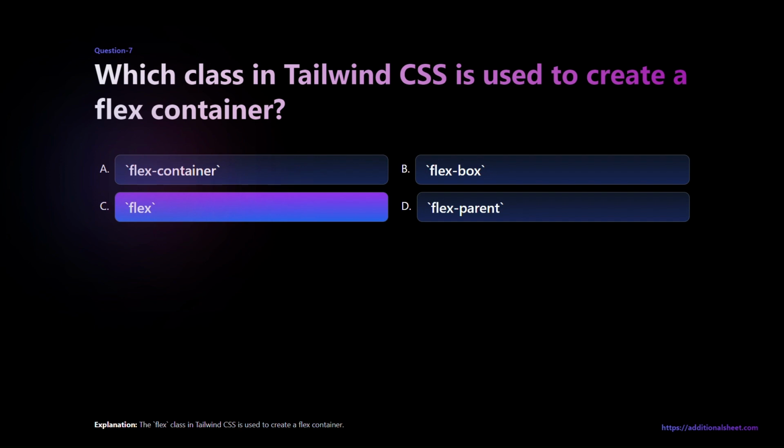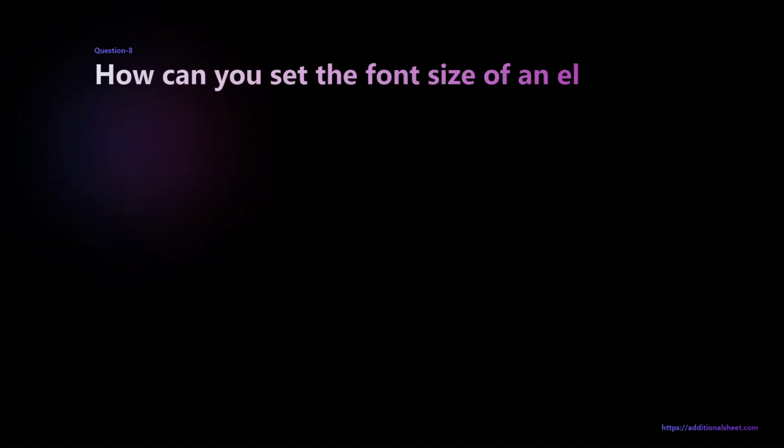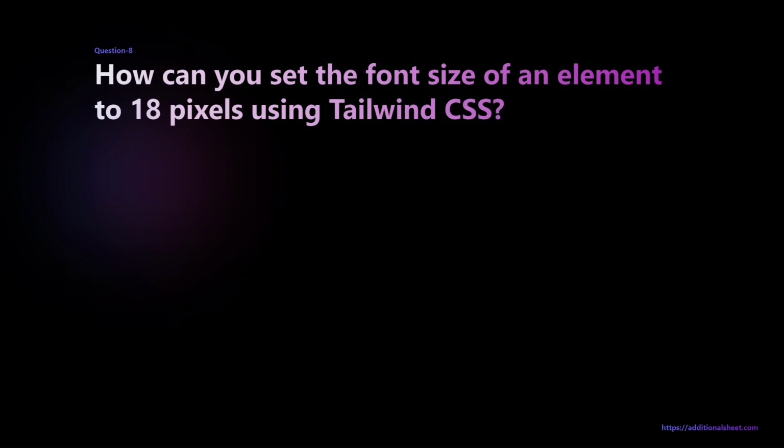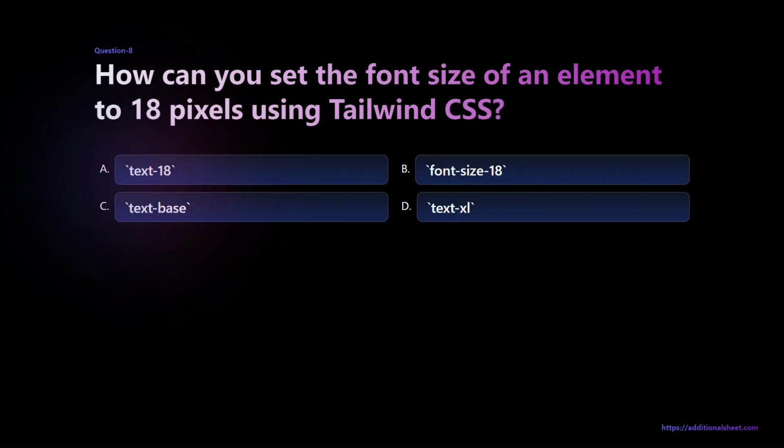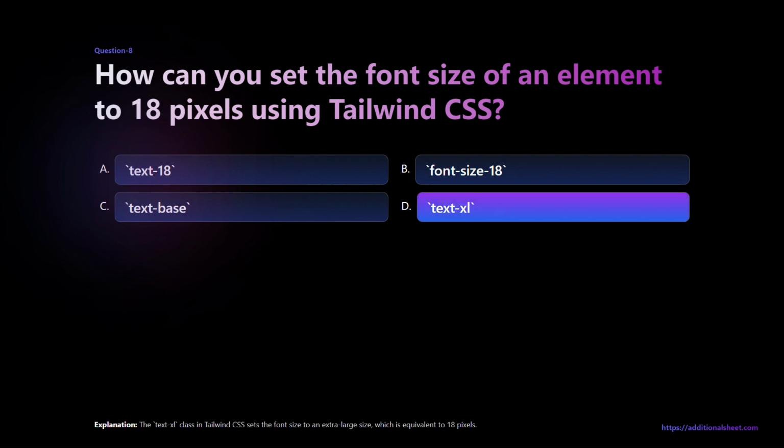How can you set the font size of an element to 18 pixels using Tailwind CSS? Option A, text-18. Option B, font-size-18. Option C, text-base. Option D, text-xl. The correct answer is option D, text-xl.